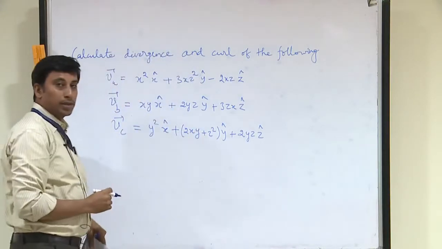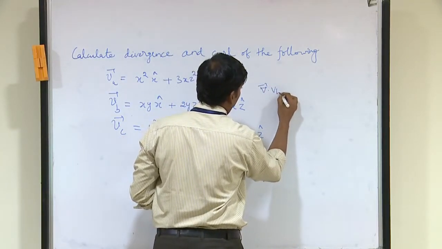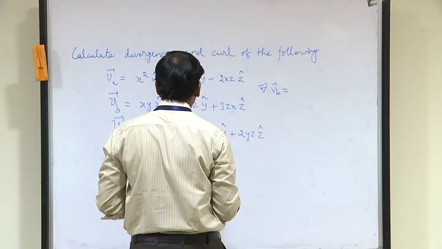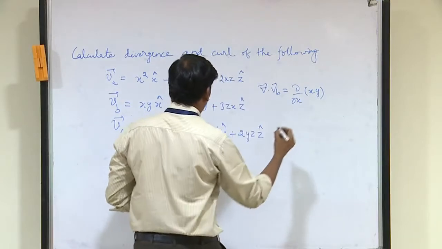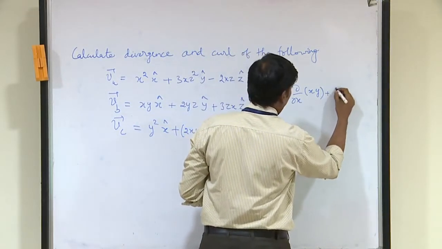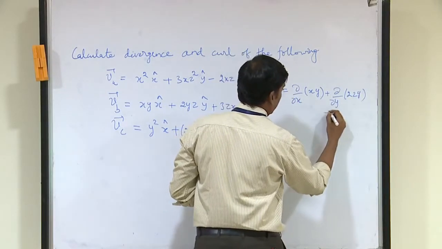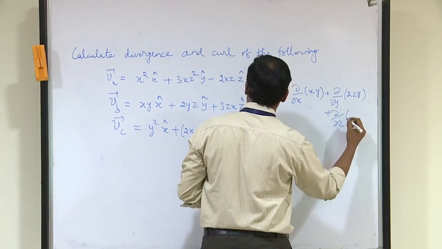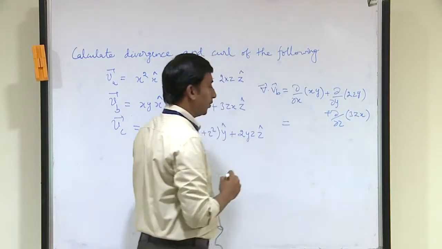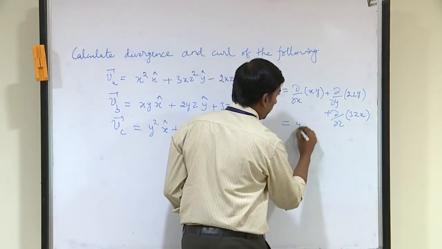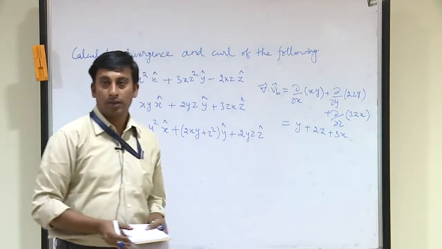Similarly, for the second example, divergence of B is equal to dou by dou x of x y plus dou by dou y of 2z y plus dou by dou z of 3z x. So you would obtain y plus 2z plus 3x, correct?